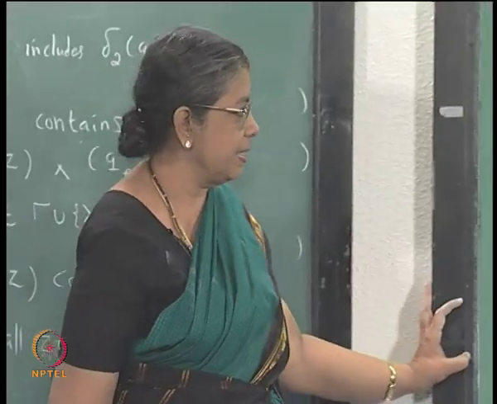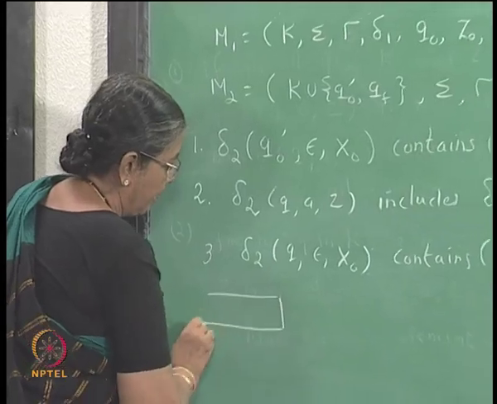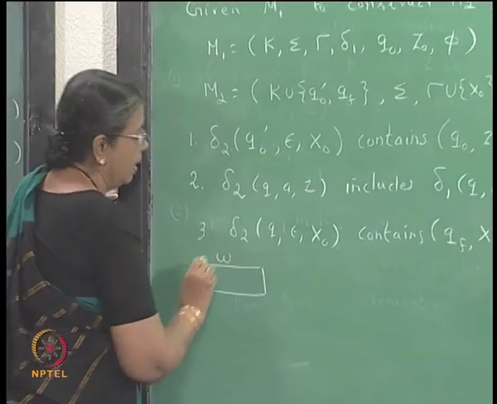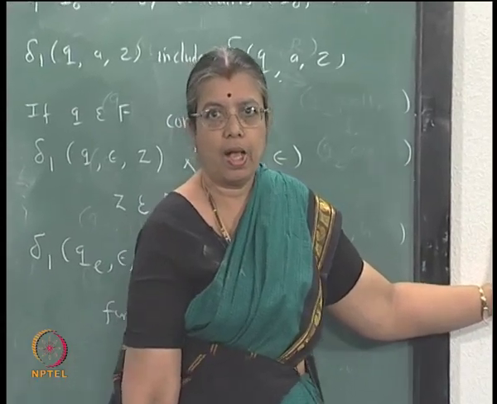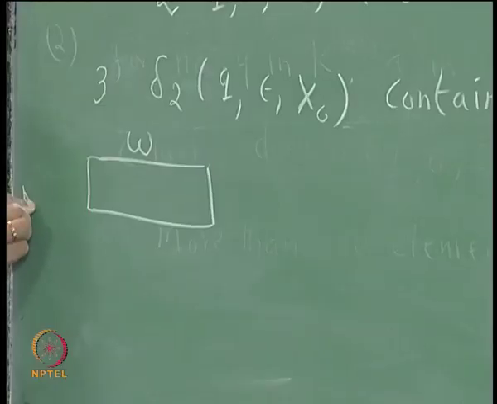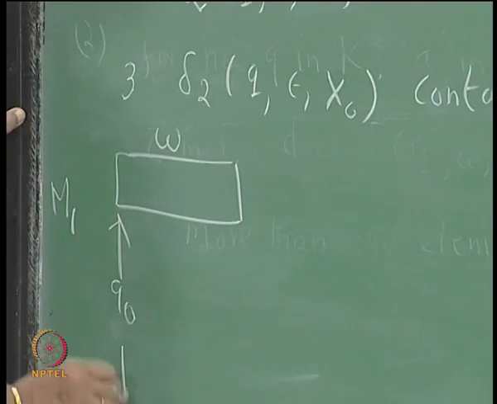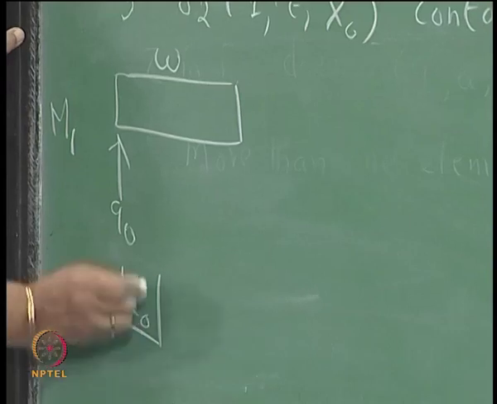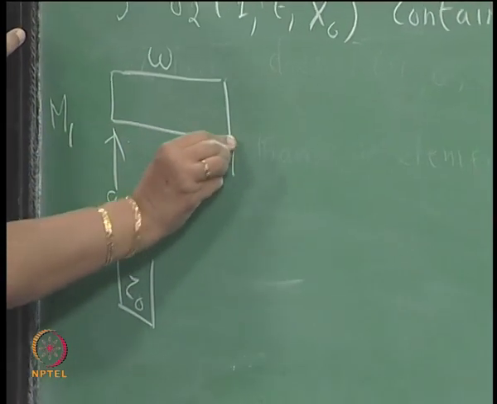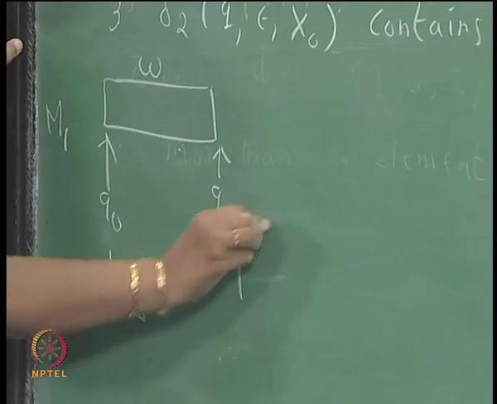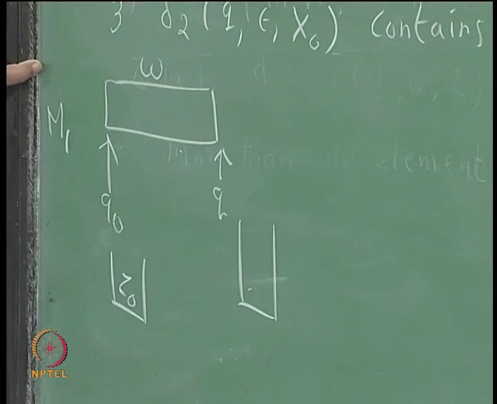Again the idea is similar. How does M1 accept a string W? You have a string W. How is this accepted by M1? Start with Q naught with Z naught on the stack. After reading this, you go to some state Q and the stack is emptied, right.